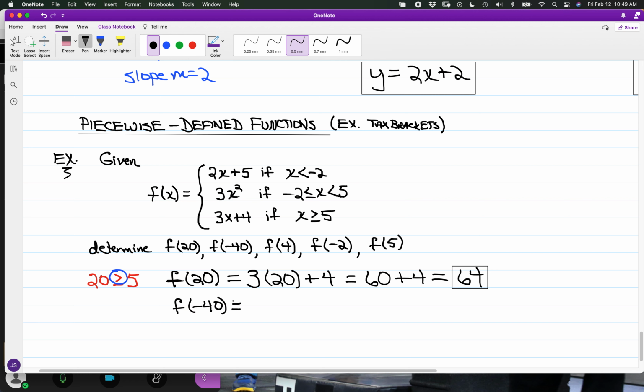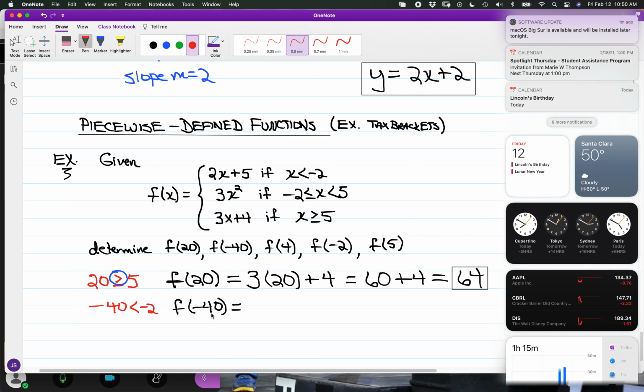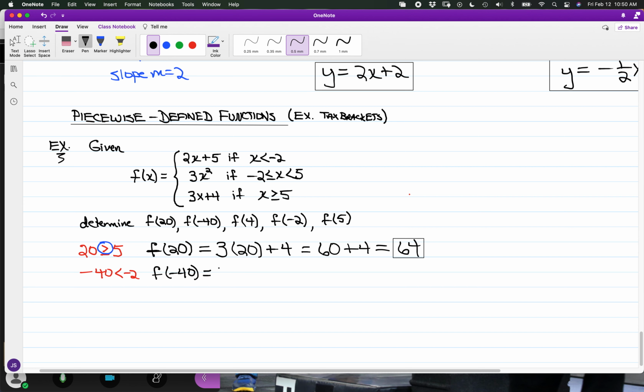Now negative 40 is definitely less than negative 2. So in terms of what to do with negative 40, we have 2x plus 5. So we're going to have 2 times negative 40 plus 5. Two times negative 40 we have at negative 80. And then we have negative 80 plus 5, which we will have at negative 75.